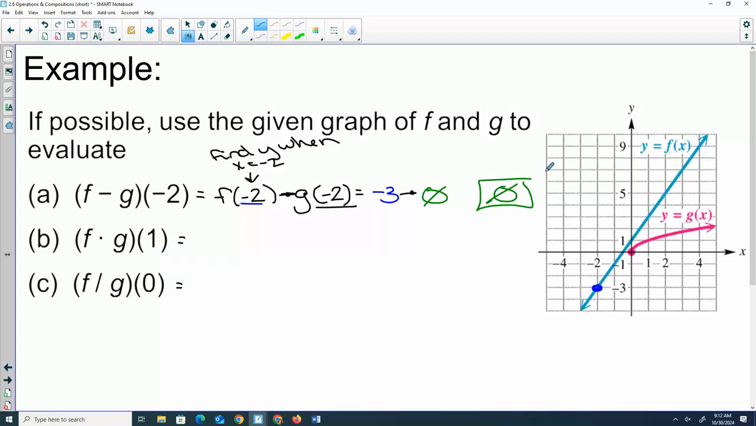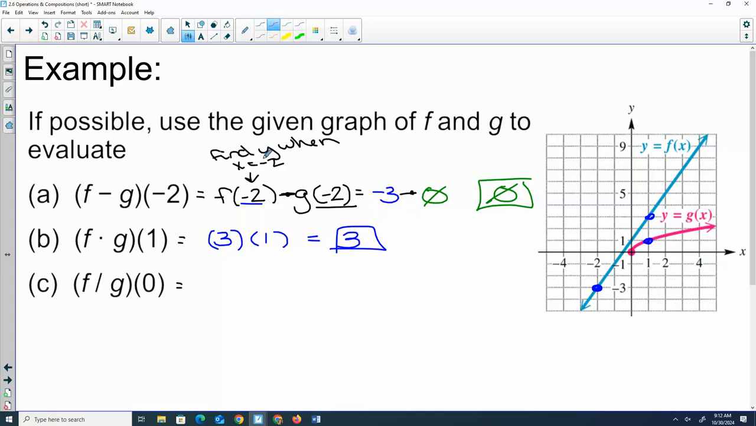f times g of 1. That means the x value is 1. So the y value of f is 3 times the y value of g, which is 1. And 3 times 1 gives you a 3.